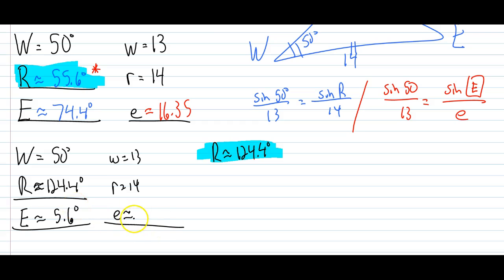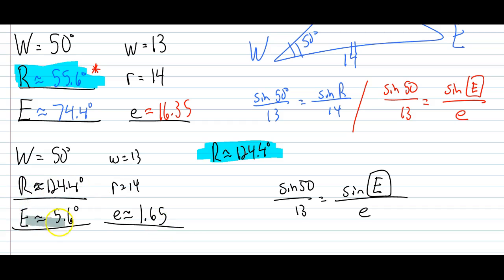And then the last thing, to find this new little e, we're going to use the law of sines again. Sine of 50 over 13 is equal to this e value, the 5.6, divided by little e. So 13 times the sine of that value, divided by the sine of 50, and we're getting a very small value for e, about 1.65. Use the same checks as before. Smallest angle, smallest side. Largest angle, largest side.